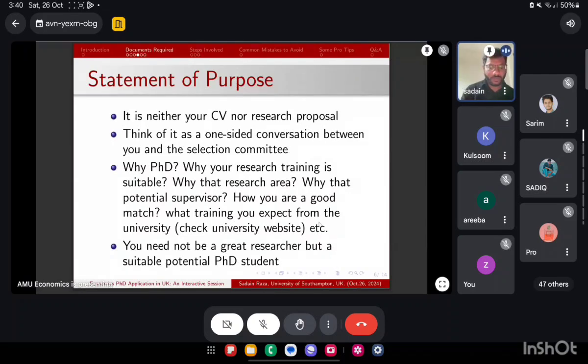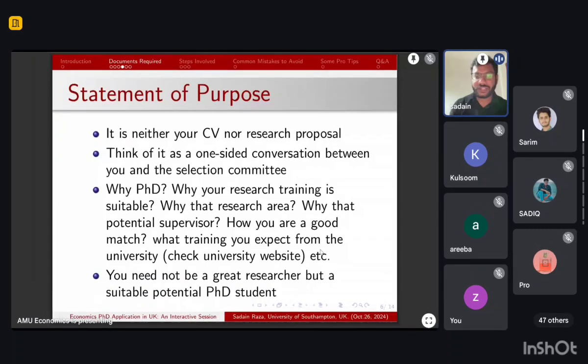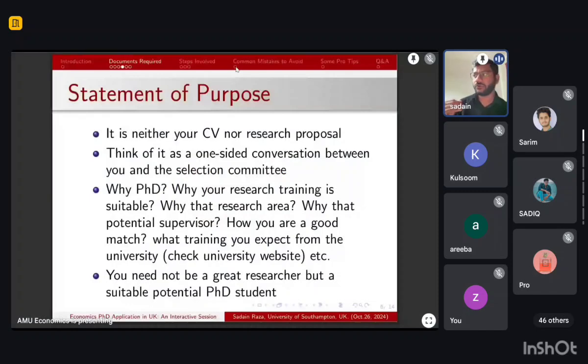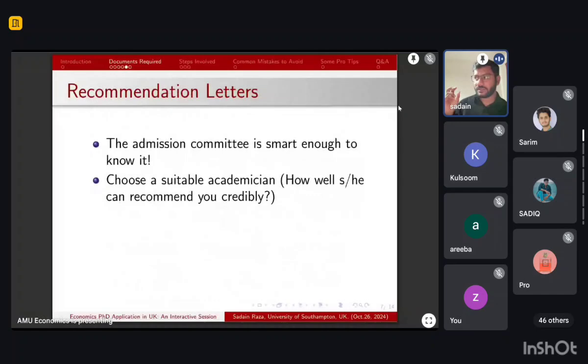The next thing in the documents after a statement of purpose is the recommendation letter. In the recommendation letter, what I suggest people do is take recommendations from those professors who can recommend you credibly. What do I mean by credibly? Suppose you are getting a recommendation letter from a top-notch professor, but the professor has been working with you only for the last 2 months, then it won't be a very credible recommendation letter.